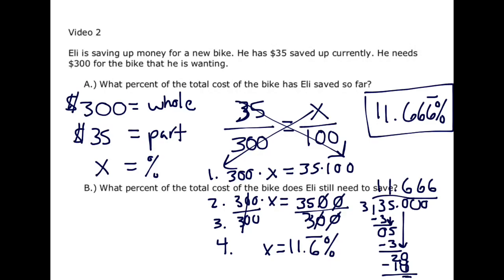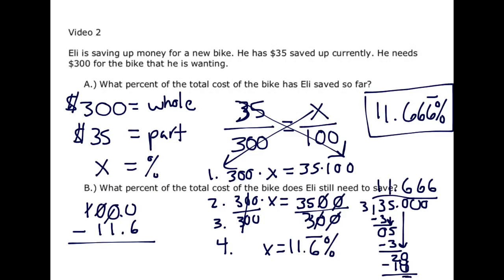Part B, what percent of the total cost of the bike does Eli still need to save? So if he saved up 11 and 6/10% repeating, how much does he still need to save? I know percents are out of 100, so I could subtract 11 and 6/10, and this will be an estimate because 6 is repeating, so we'll get close. So I'm just going to do 11 and 6/10 away from 100.